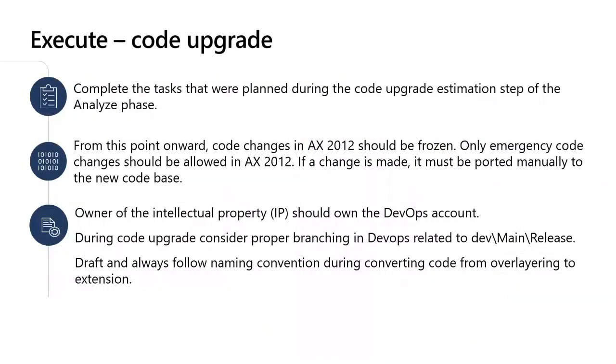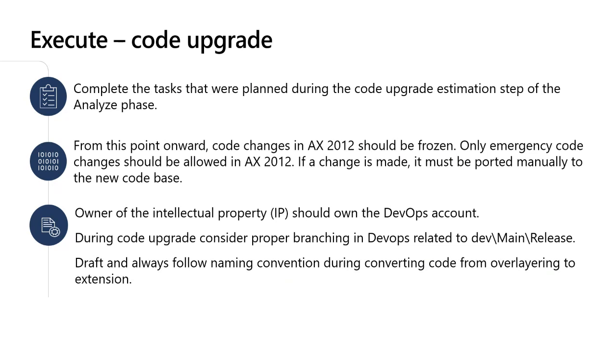Third step is to perform code upgrade activity. You need a development environment to complete this activity. Complete the tasks that were planned during the code upgrade estimation step of the analyze phase. From this point onward, code changes in AX2012 should be frozen. Only emergency code changes should be allowed in AX2012. If a change is made, it must be ported manually to the new code base.